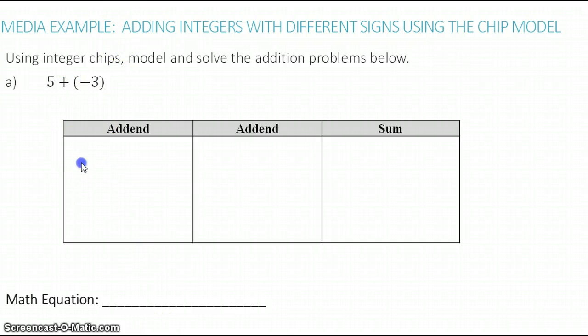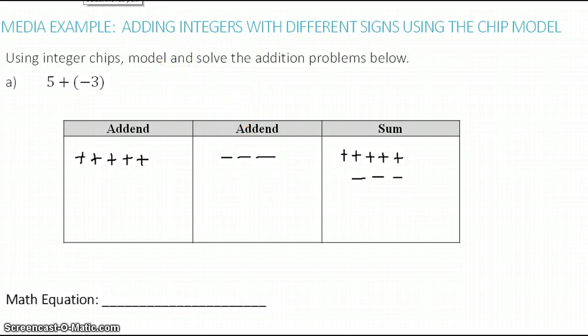So our first addend was 5, which is 5 positive chips. Our second addend was negative 3, or 3 negative chips. And the sum is the combined amount. So I'm going to start by putting the 5 positive chips and the 3 negative chips together.